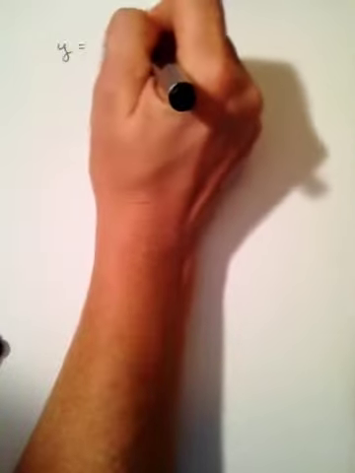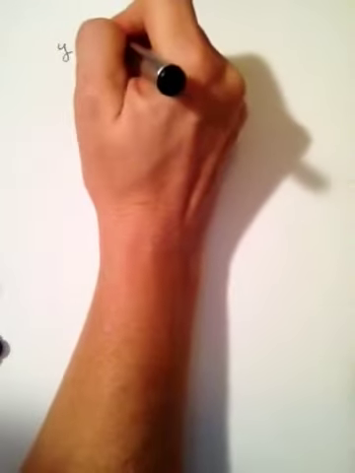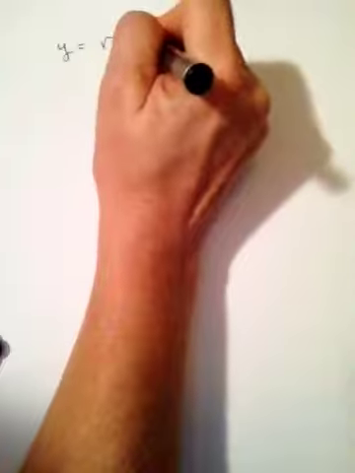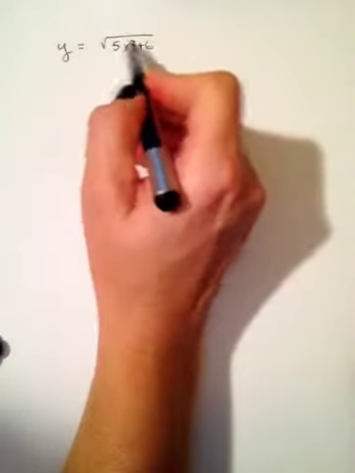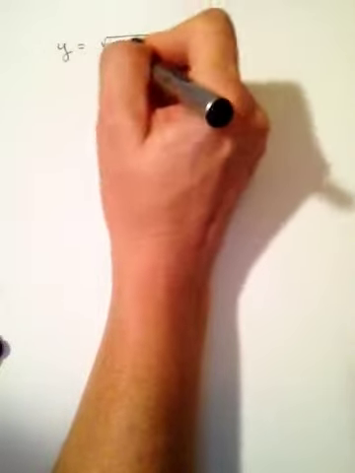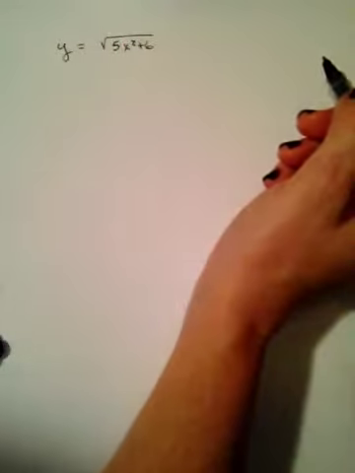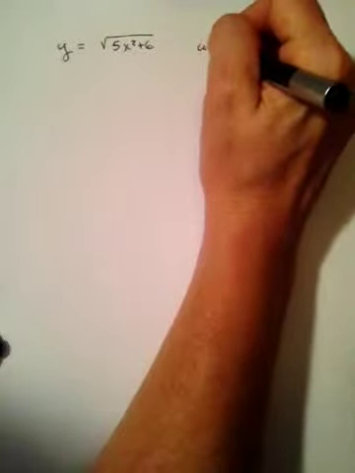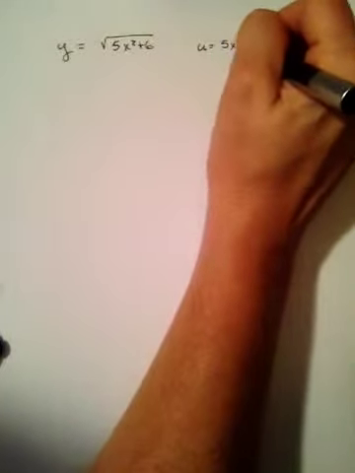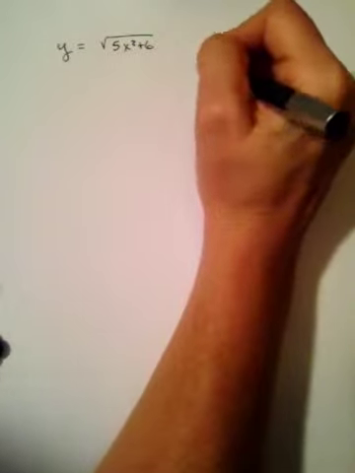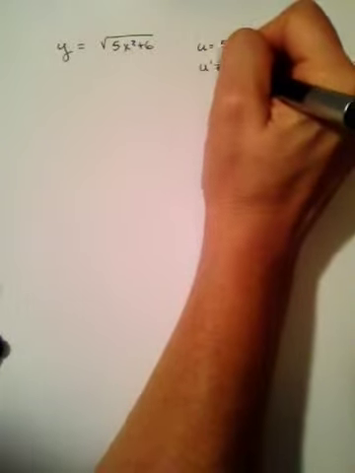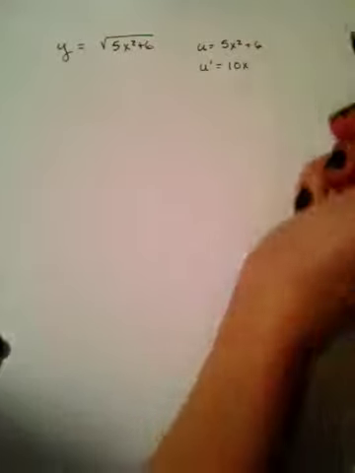So for my next example, I'm going to do something a little different. I'm going to add a square root. So imagine I have y equals the square root of, let's say, 5x squared plus 6. I'm going to choose my u to be everything inside of the square root. You can imagine that there's a set of parentheses here surrounding it, and I usually try to make u what's inside of my parentheses. So u equals 5x squared plus 6. That makes my du dx, or my u prime, equal to 10x.